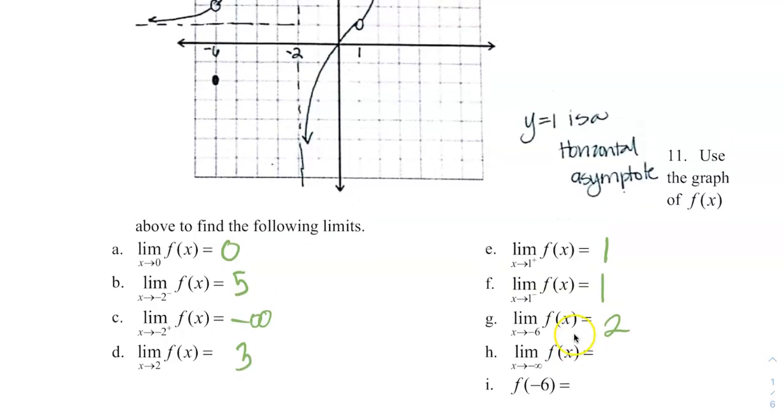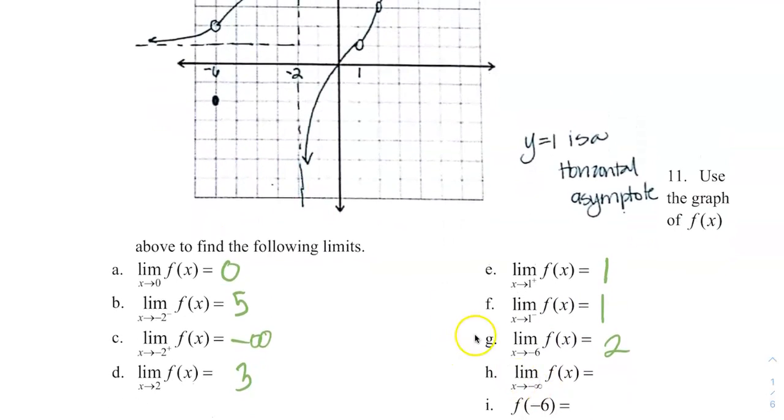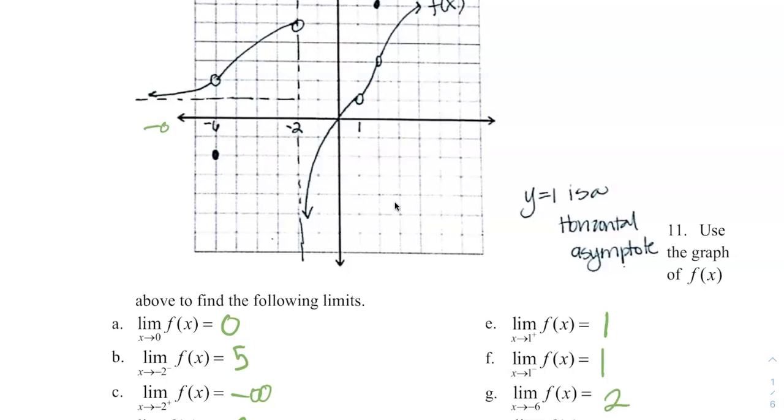Limit as x approaches negative infinity. So negative infinity, remember, is x going to negative infinity, that's this guy. And as you get close to negative infinity, look where your graph's going. It's following that horizontal asymptote. So 1.